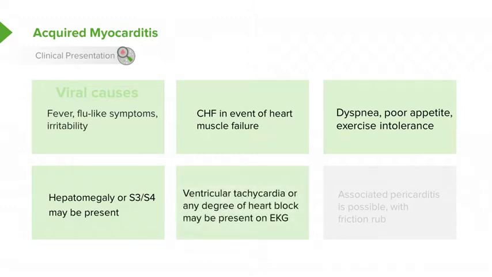These patients can develop arrhythmias because of irritation and interruption of the electrical system through the myocardium. They may develop ventricular tachycardia or any degree of heart block that you can find on EKG. They can also have an associated pericarditis, and we'll talk about that in a bit. But you may hear a friction rub on exam if they have an associated pericarditis.